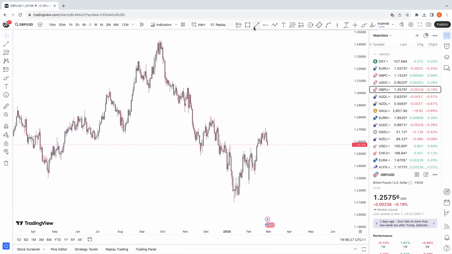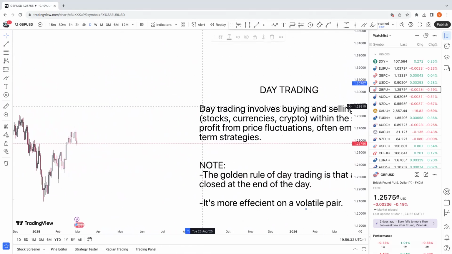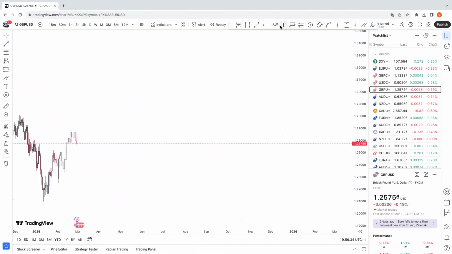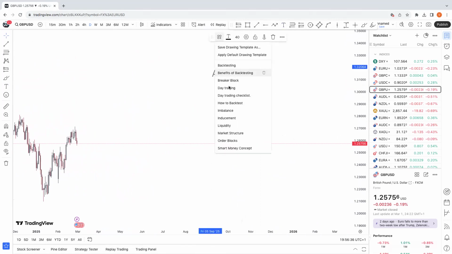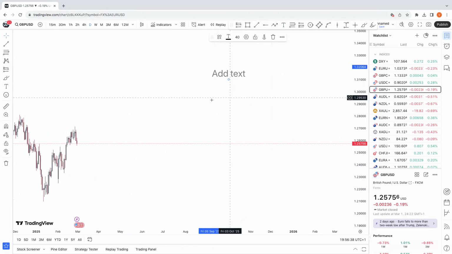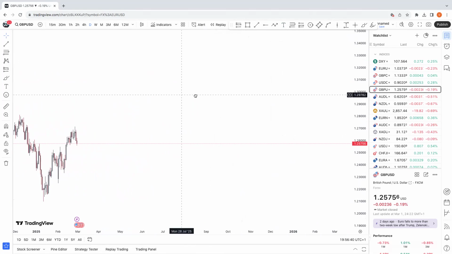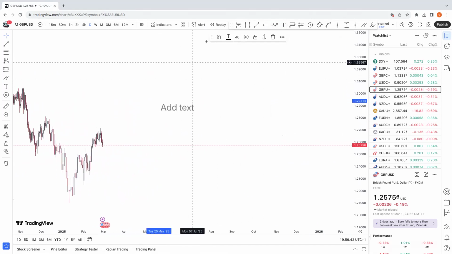All right, so what we're going to do is we are going to quickly look at the checklist for day trading, right? The things you need to consider when you are trying to day trade, right? The things you must consider.